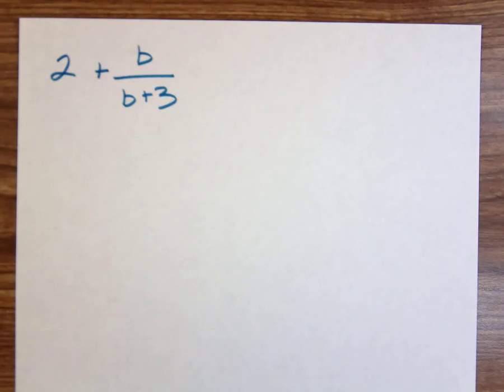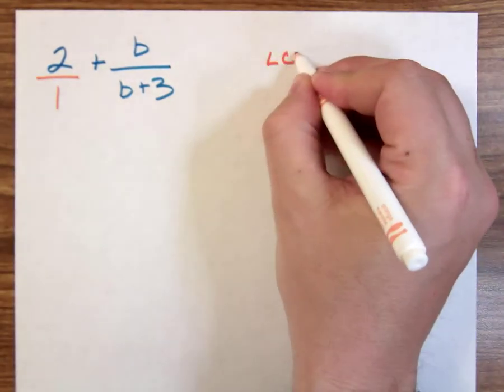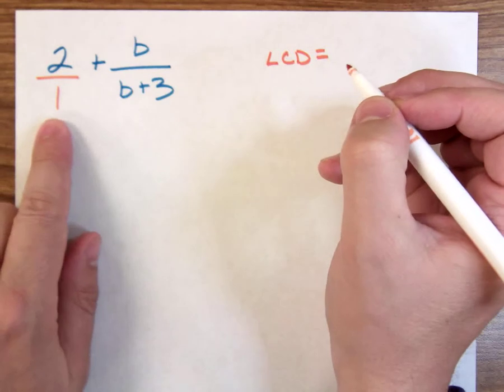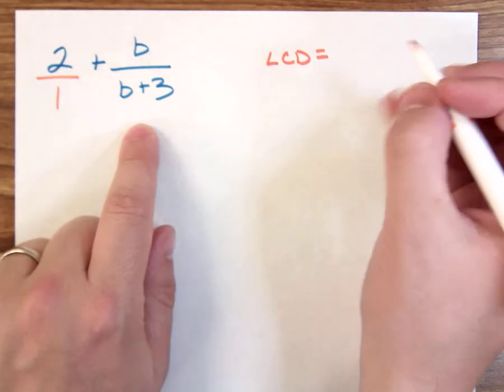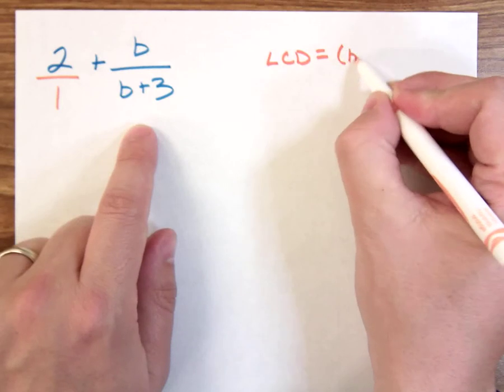What are we gonna do? We're gonna multiply it by b plus 3 and put it over b plus 3. Yeah, so here's the thing. That 2, it's a fraction. It's 2 over 1. So what is the lowest common denominator of 1 and b plus 3? It's 1 times b plus 3, or just b plus 3.